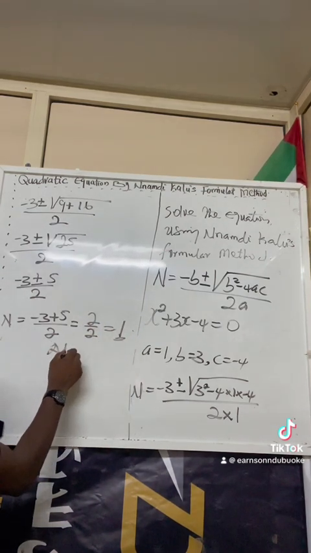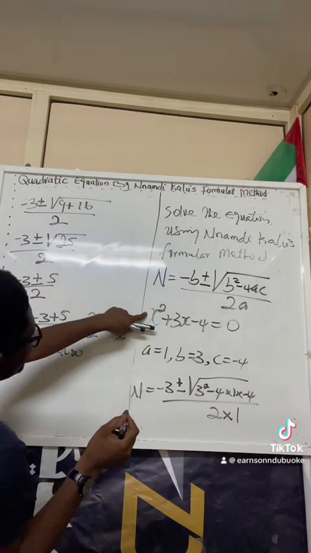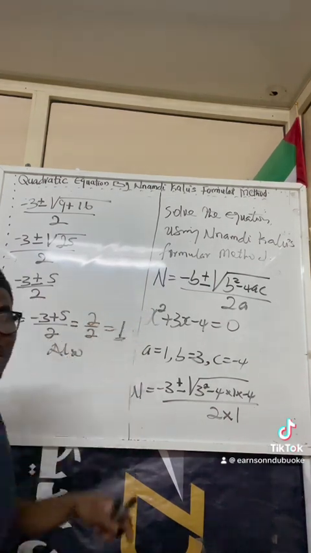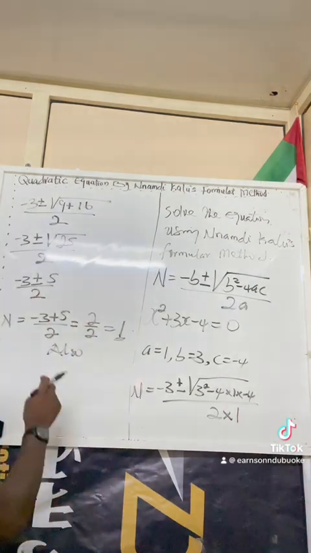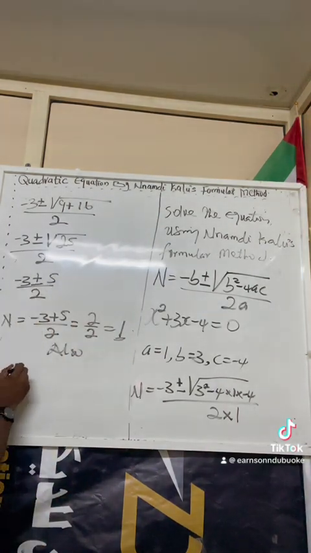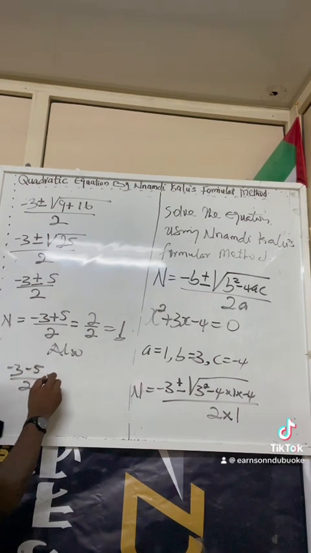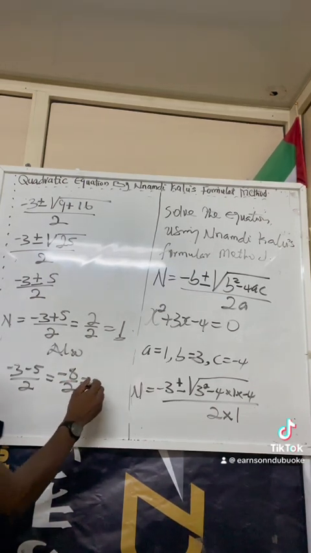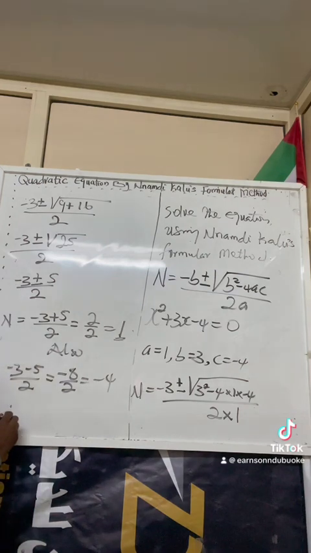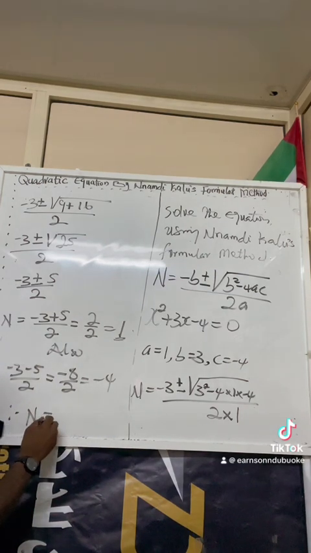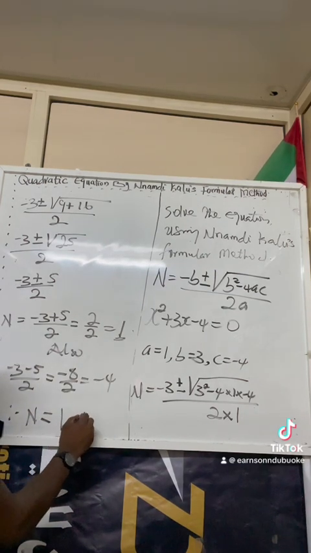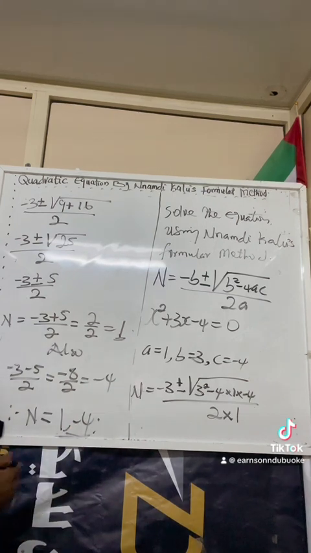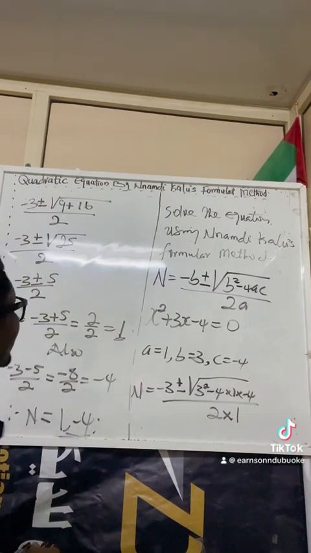Also, because here is x squared, you are going to get two answers. So the next thing I need to do now is also take minus 3 minus 5 divided by 2, which is equal to minus 3 minus 5 gives me minus 8, all over 2. And minus 8 divided by 2 gives me minus 4. Therefore, our n now, which is Nnamdi Kalu, is equal to 1 or minus 4. These are the two values of this equation.